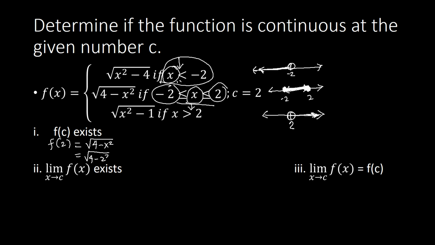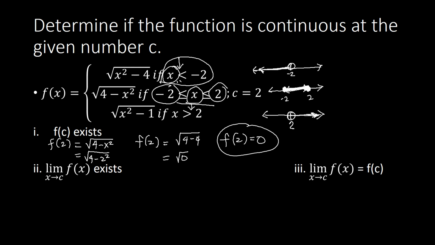We square that one. This is now f of 2 is equal to square root of 4 minus 4, for 2 squared. That will be equal to the square root of 0, which means our f of 2 is equal to 0. This would signify that our f of 2 is existing, so we go on to the second condition.